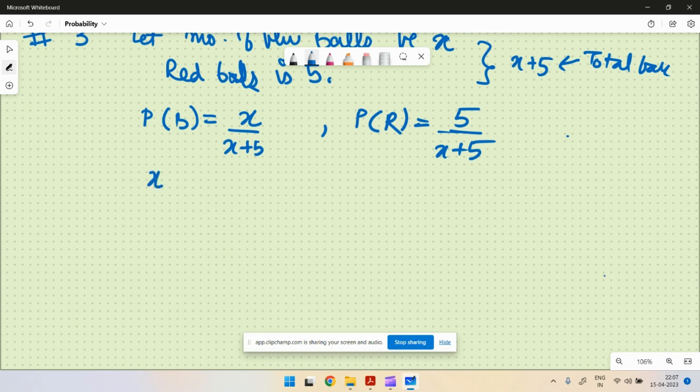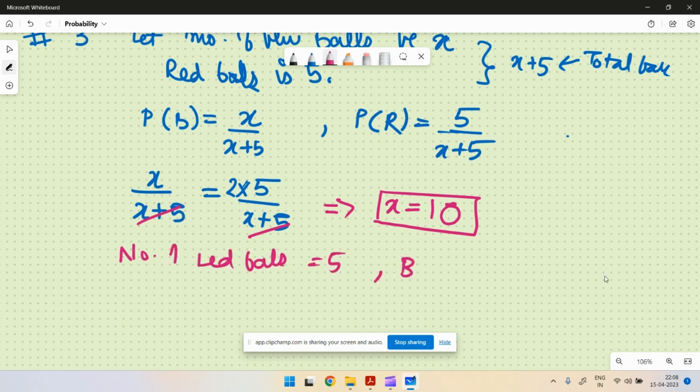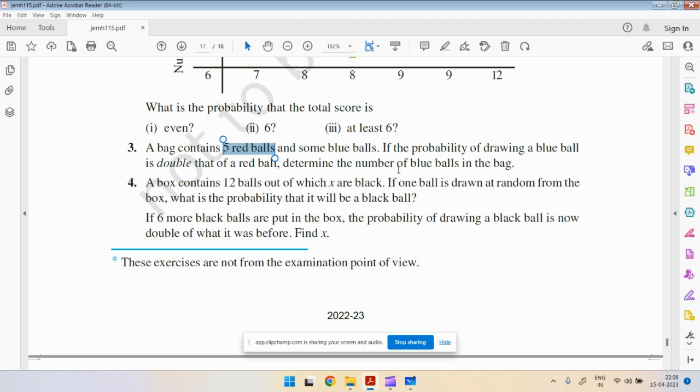So this means x by x plus 5 equals twice of 5 by x plus 5, the probability of drawing blue balls being twice that of red balls. You can clearly see that x plus 5 gets cancelled, which implies x equals 10. So the number of red balls is 5, and the number of blue balls is 10. So the number of blue balls is 10.